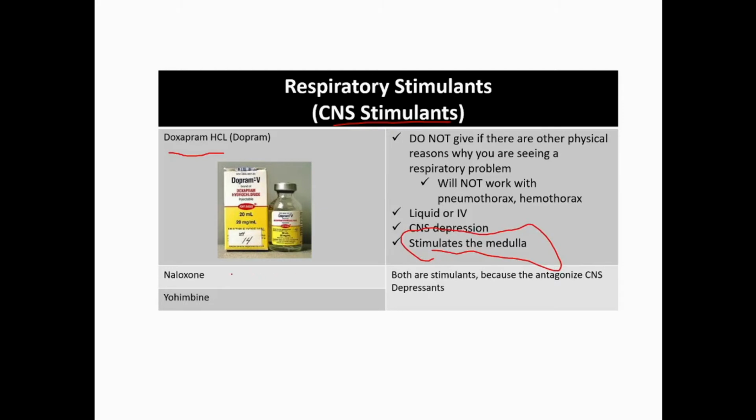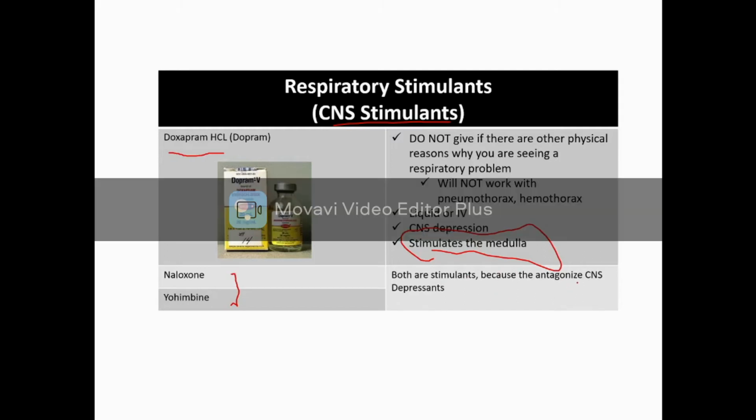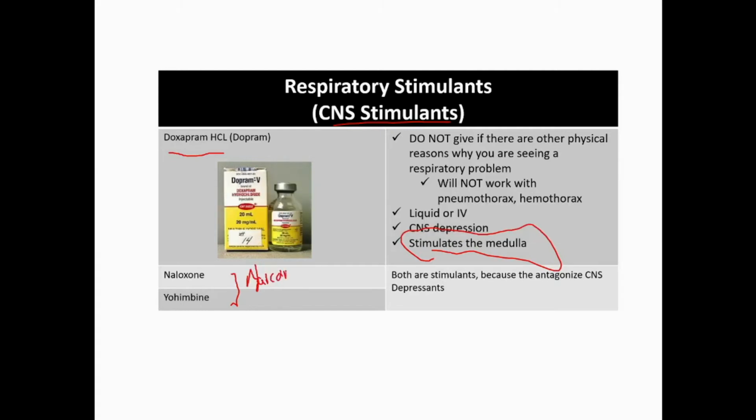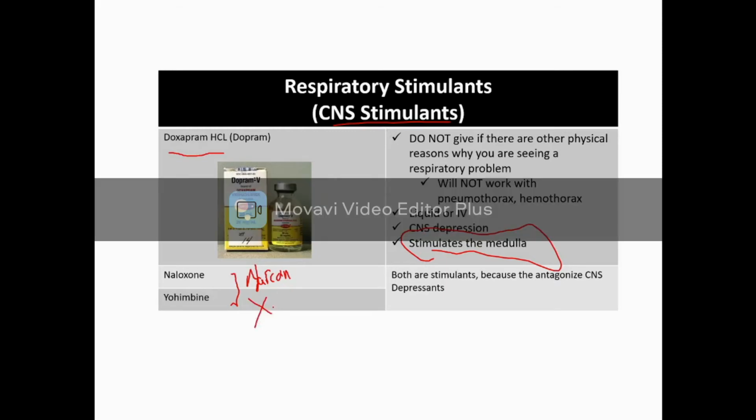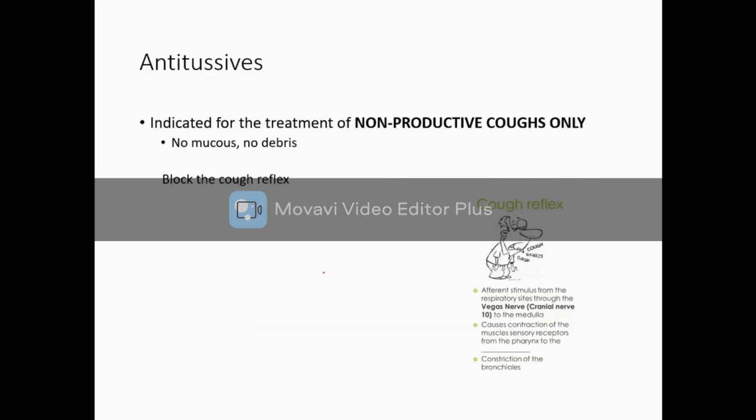Okay. The other two work because they stimulate the CNS and antagonize CNS depressants. So these are reversal agents or antidotes. This is naltrexone or naloxone, or similar to Narcan. So it is a stimulant because it takes away opioids or narcotics. Yohimbine is an antidote to xylazine. So it takes that away. So that's how it stimulates it.